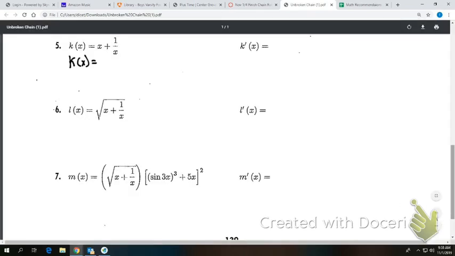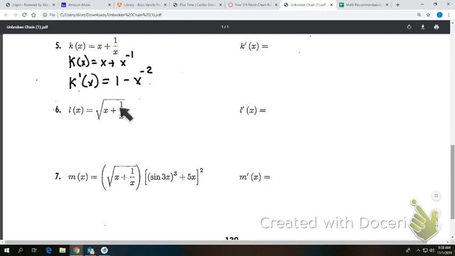Well, the first thing I do is I would rewrite that k of x as x plus x raised to a negative 1. Would you agree with that? So therefore, k prime, helps if I could write k. K prime of x would be 1 minus x raised to a negative 2. Is everybody comfortable with that? Okay. Now look up here.